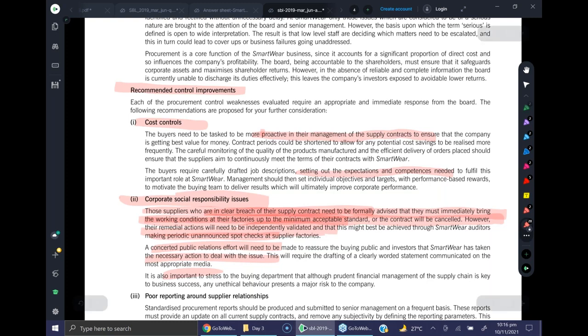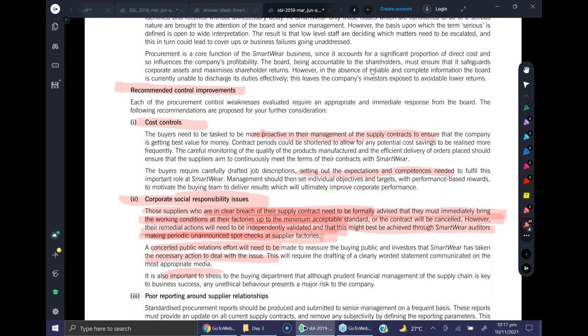So even if you don't use these fancy terminology from here, you will still get marks. So communicating whatever is in your mind is important. And most of the times you will be surprised to see that examiner answers have the very same ideas. So it says that independent validation might be achieved through SmartWear auditors making periodic unannounced spot checks. Ikra, you'd said the same thing, isn't it?